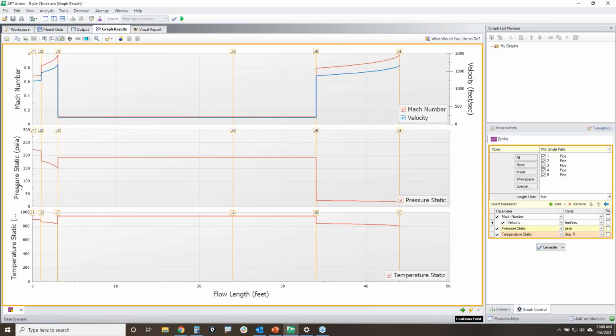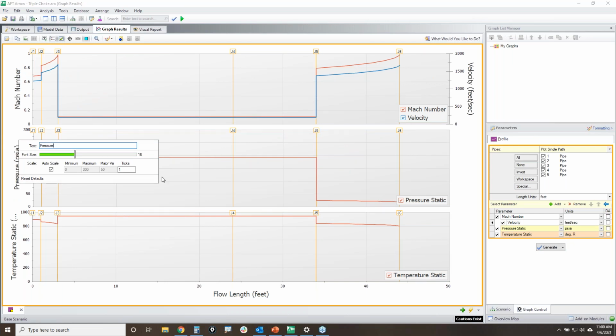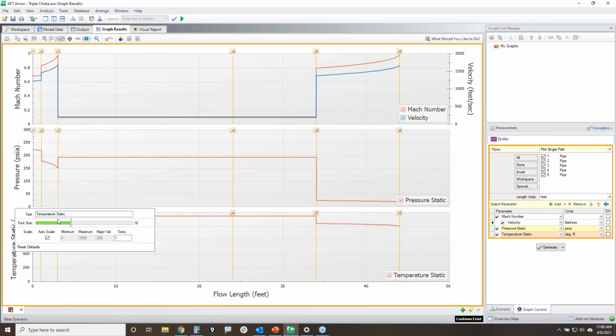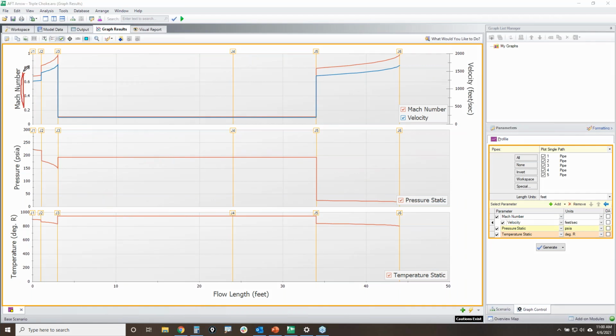And so let me, the pressures and temperatures that we're looking at here are static pressures and temperatures. All right, so what I just did there was I plotted the Mach number, as well as the velocity, and then the pressure and the temperature.